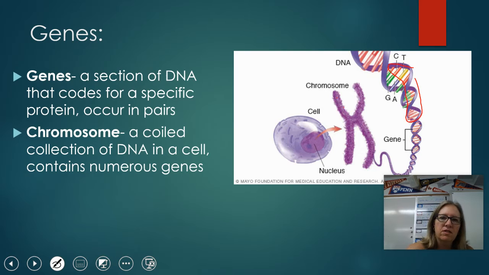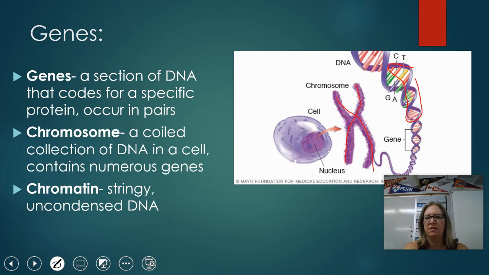This little X-shaped structure right here is called a chromosome. And that is very, very tightly condensed, tightly wound DNA. And it really looks like an X structure. And then those chromosomes contain all kinds of genes for different things, okay? We'll get into how many chromosomes there are, and we'll get into some specific genes later, okay?